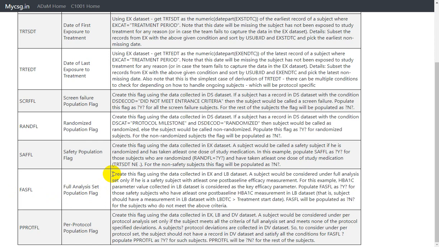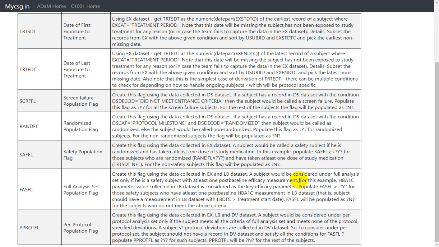Let us take a look at the algorithm or derivation logic provided to us. It says create this flag using the data collected in EX and lab LB dataset. A subject would be considered under full analysis set only if he is a safety subject, which means the subject should have safety flag equal to Y and at least one post baseline efficacy measurement. So in this case we should have both conditions met.